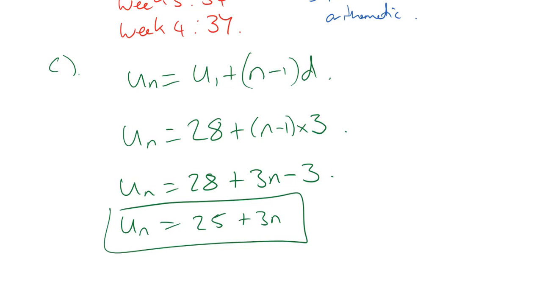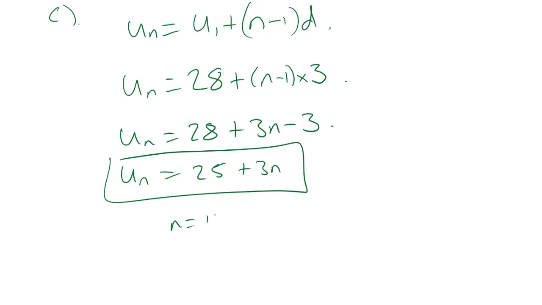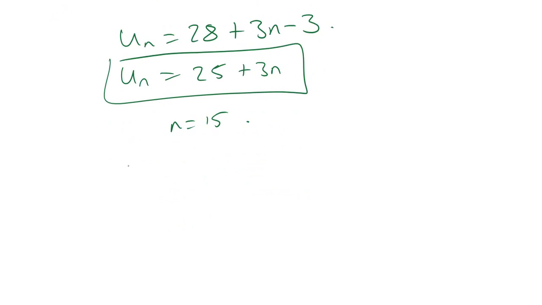Now, we're not finished yet, though, because we wanted to find out how many comic strips were sent after 15 weeks. So we're going to put in that n is 15. This is going to mean that un is equal to 25 plus 3 times 15. Excuse me, it's not un at all, is it? It's the 15th week we're trying to find here. So we do know that n is 15. So the amount is going to be 70. Okay, so he has sent 70 comic strips.